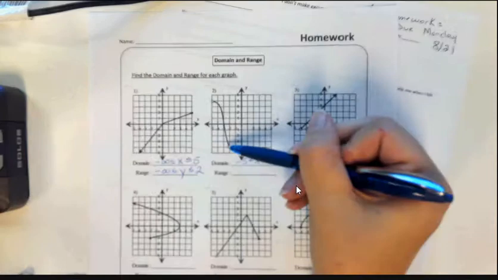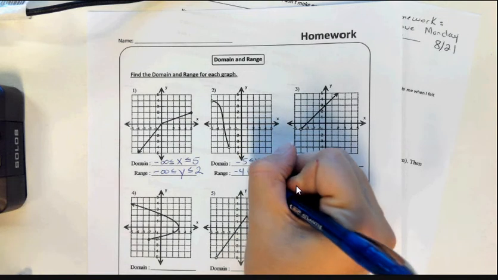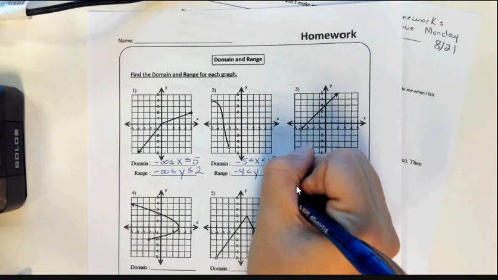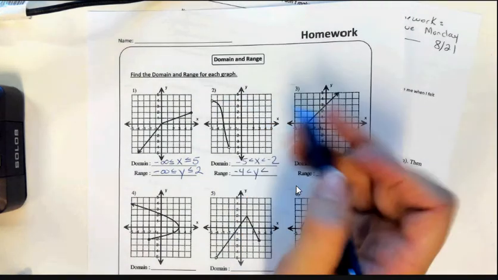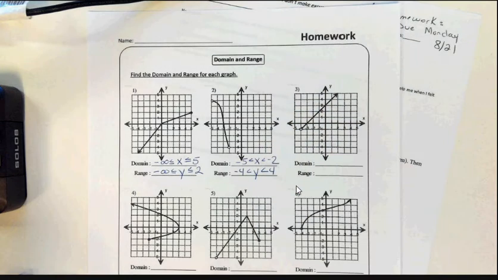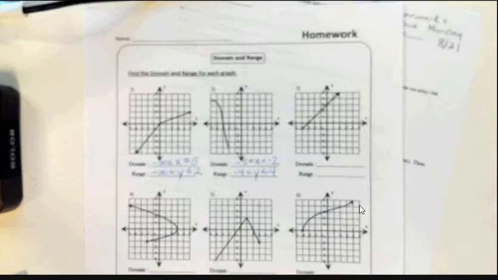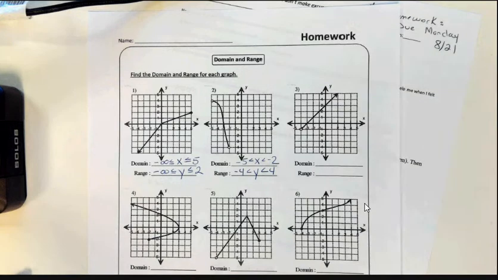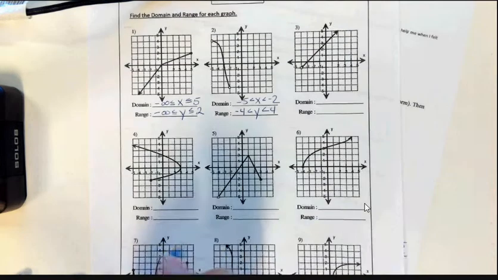So my domain would look like this. And then my range, I start at the bottom, negative 4, is less than y, which is less than positive 4. Looking at some other ones that might be a little tricky.